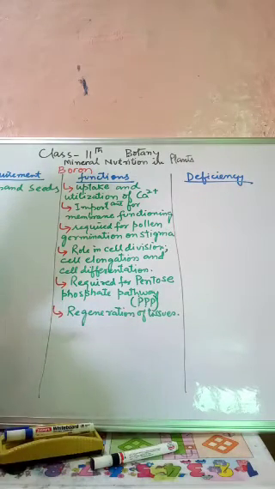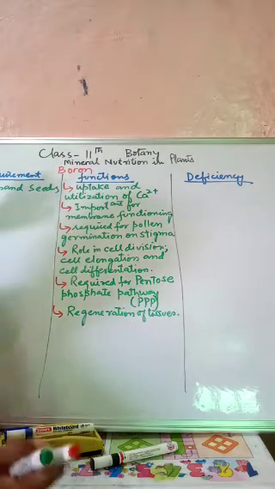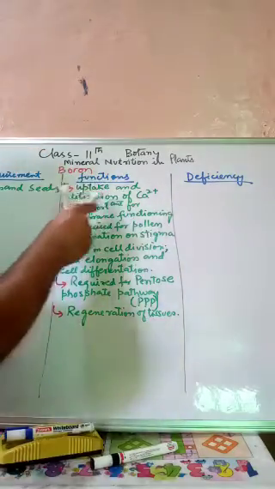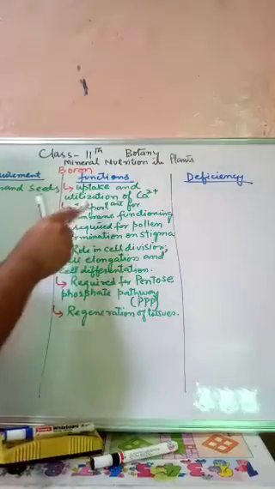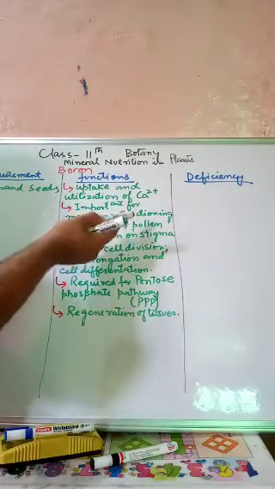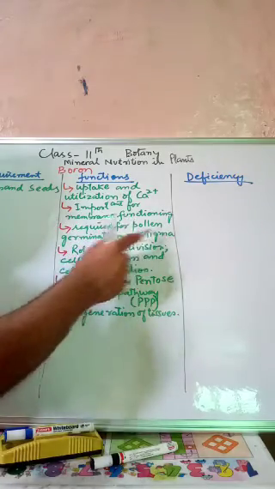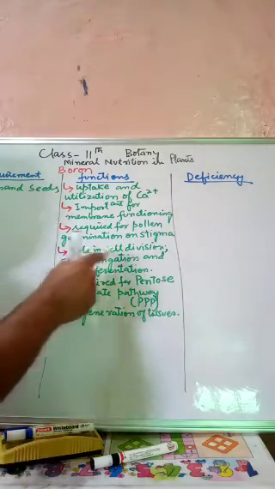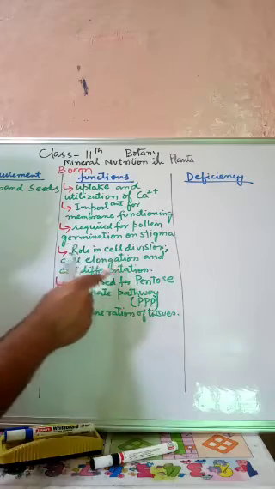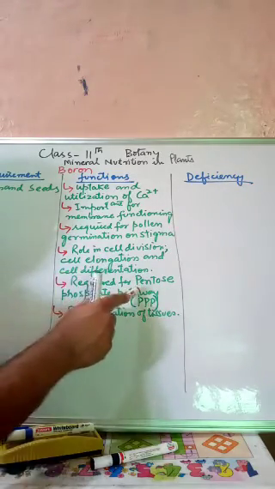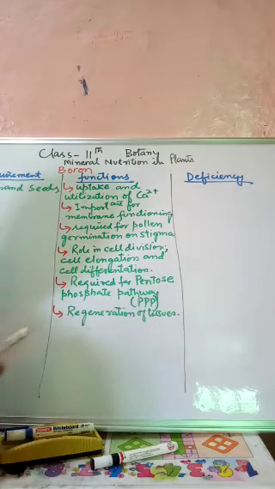So we have discussed various functions of boron. It plays an important role in the uptake and utilization of calcium ion. It is important for membrane functioning. It is required for pollen germination on stigma. It plays a role in cell division, cell elongation, and cell differentiation. It is required for pentose phosphate pathway, that's a triple P, and it is required for regeneration of tissues.